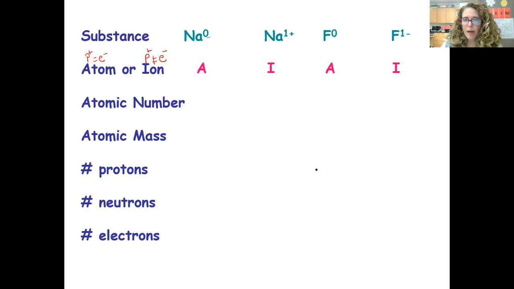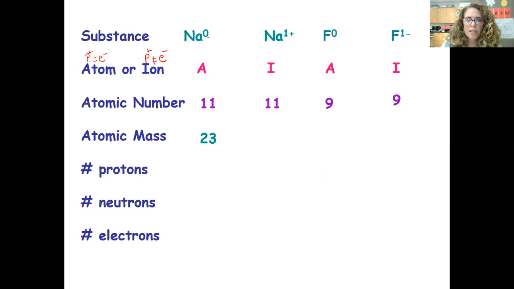Now let's go with our atomic number, right? The atomic number is the identity or the number of protons in the nucleus. So I go to the periodic table, I find the symbol for Na, and the atomic number is 11. Well, that's also sodium. The atomic number is 11, right? Still sodium. Fluorine's atomic number is 9, and that fluorine ion is also atomic number 9, because the identity doesn't change.